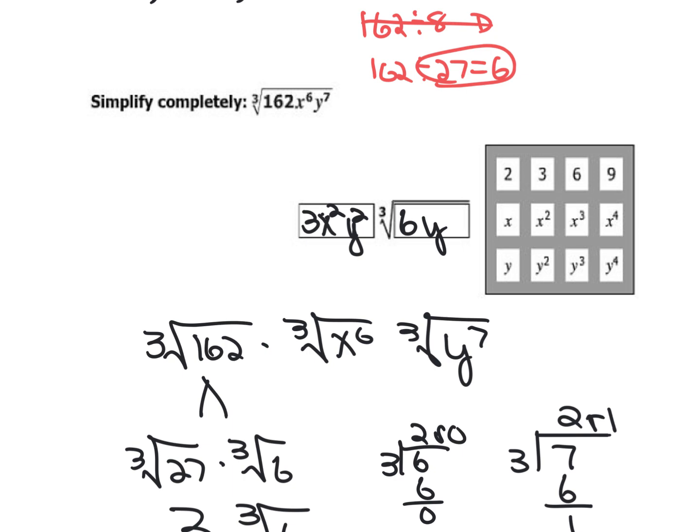So I'm going to put my 3 outside, my 6 inside. I divide on my exponents. On my x's, I divide 3 into 6. I get 2 remainder 0. So that tells me I have 2 x's outside, no x's inside. I divide on the y's. 3 will go into 7 2 times with a remainder of 1, which tells me that I'm going to have y squared outside and y to the 1st inside.